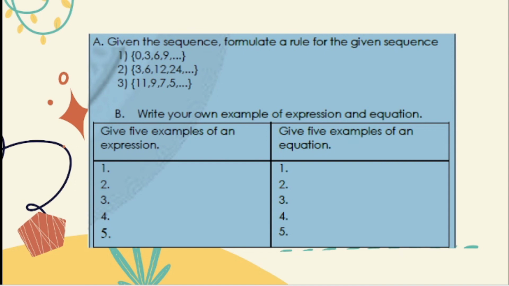Next, another exercise. Given the sequence, formulate a rule for the given sequence. So we have here 0, 3, 6, 9; number 2, 3, 6, 12, 24; 11, 9, 7, 5. So write your own example of expression and equation. So you can write your own expression and equation. Give 5 examples of expression. Give 5 examples of equation. So expression, equation. So study the discussion that we had.